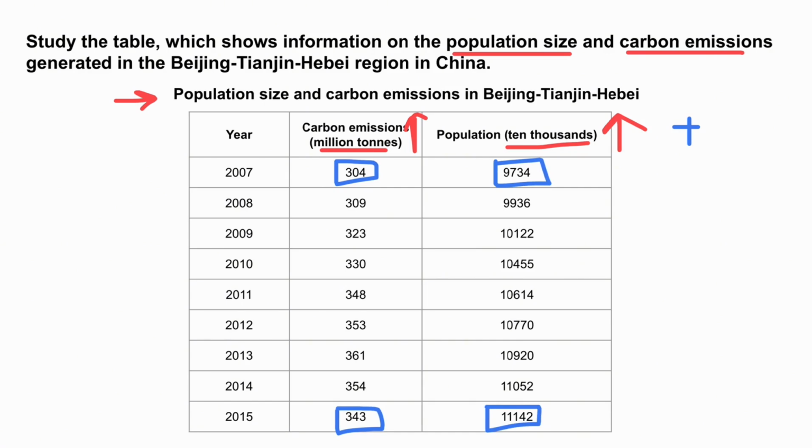However, there is an exception to this relationship. If you look very closely, you would notice that for these years, 2013 to 2015, the population increased, but the carbon emissions decreased. So what you want to highlight is that while the overall relationship is positive, is direct, however, there are certain years whereby the relationship seems to be the exception. So highlight the overall trend and the exception.